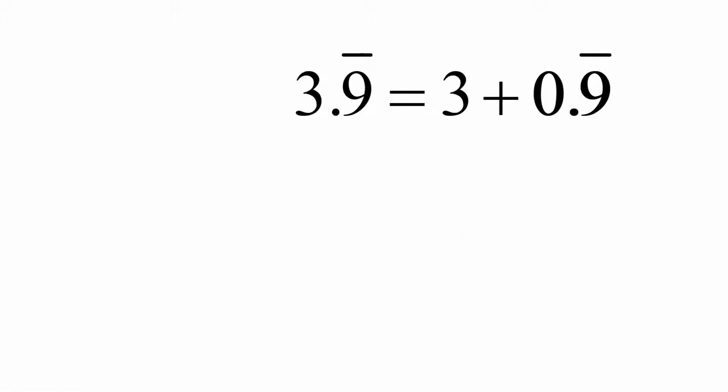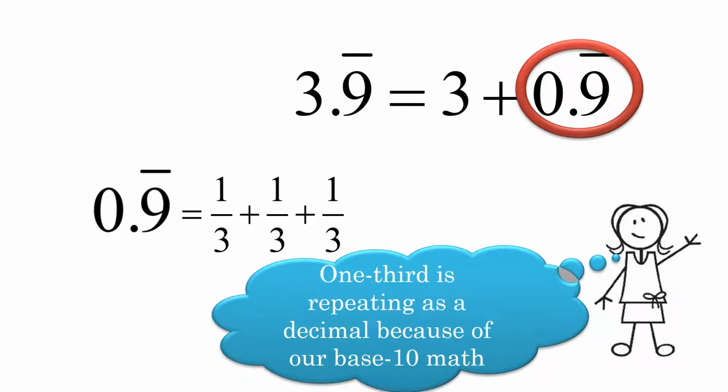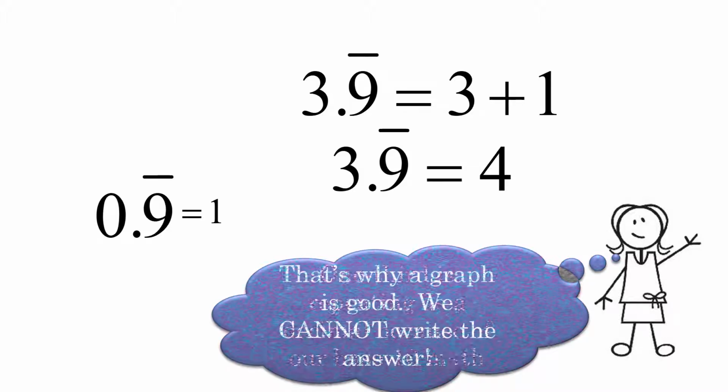So without chasing this too far, 3.9 repeating is 3 plus 0.9 repeating. And the 0.9 repeating, well, that's equal to 1/3 plus 1/3 plus 1/3. That's only a repeating decimal because 3 doesn't play nice with 10, and we use base 10 math. So it turns out that 0.9 repeating actually is 1. So 3.9 repeating is 4.